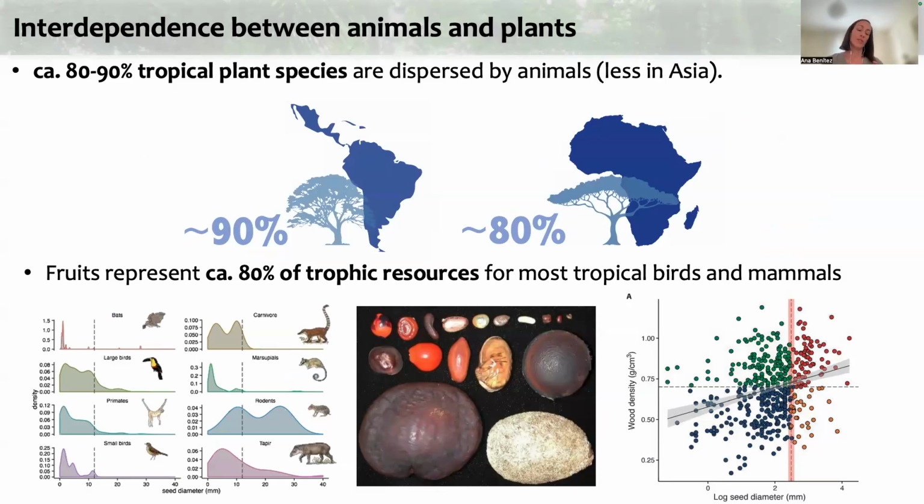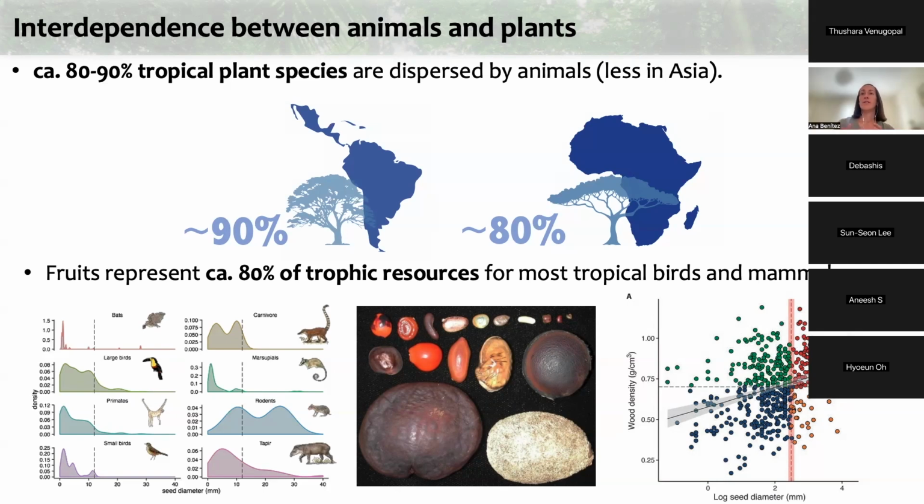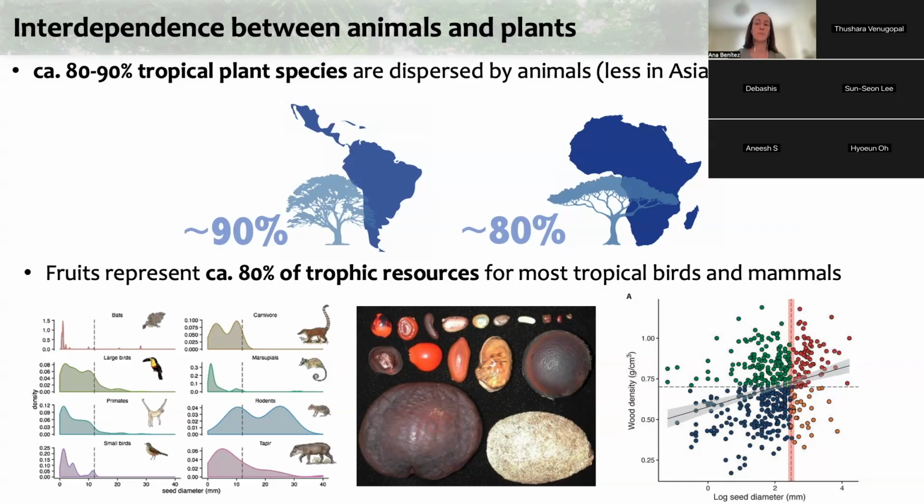And what is really important here is that most of the tropical plant species in the Neotropics and Afrotropics, 80 to 90%, depend on animals for dispersing their seeds, for recruiting new individuals, and basically for forest regeneration. These numbers are a bit lower in Asia because you have a big bunch of wind-dispersed plant species there, the Dipterocarpaceae family mostly.